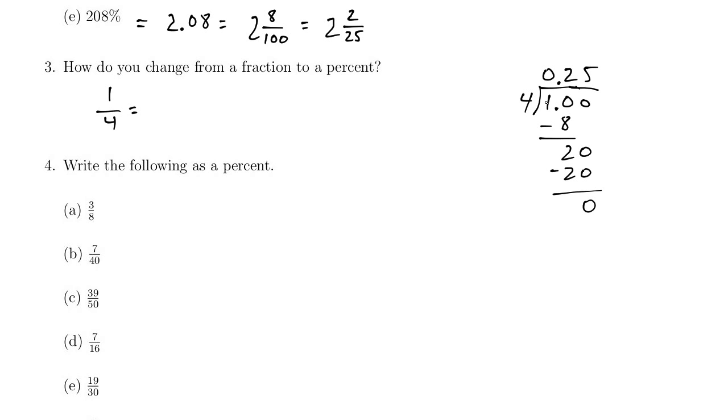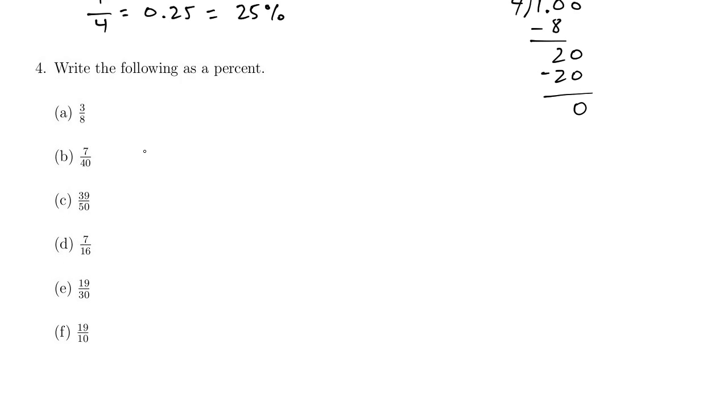Okay. So you divide the denominator into the numerator. In this case, 4 into 1. You get 0.25. Okay. And just like we did in the previous section, we change the decimal into a percent by moving the decimal point 2 places to the right. So the decimal point would go right behind the 5. So this would become 25%. Okay. So again, you take the fraction, change the fraction into a decimal, and then change the decimal into a percent. So let's see some examples.